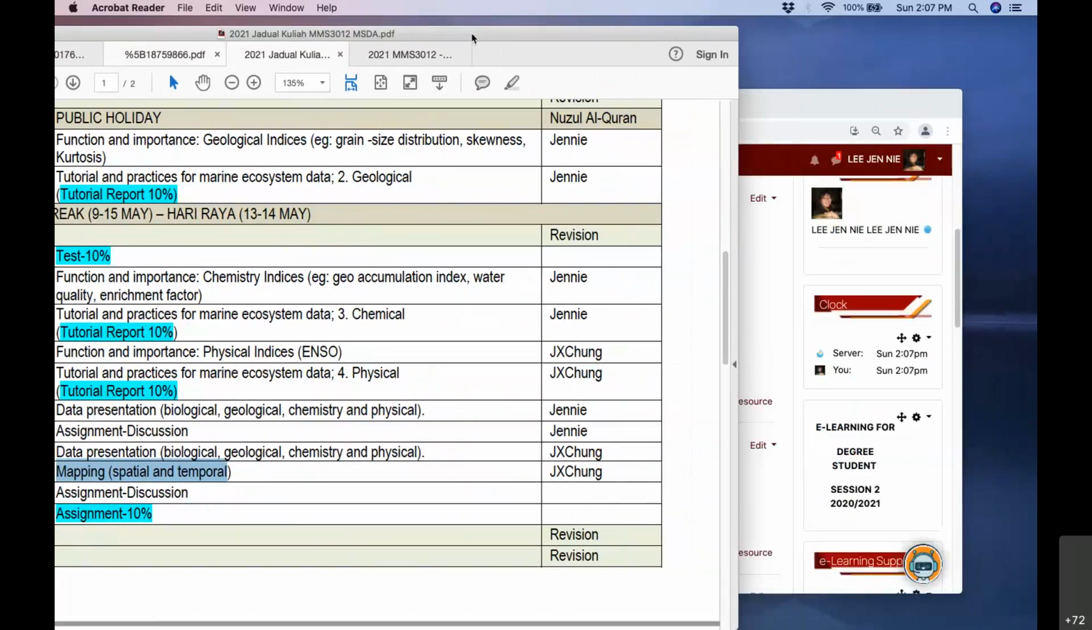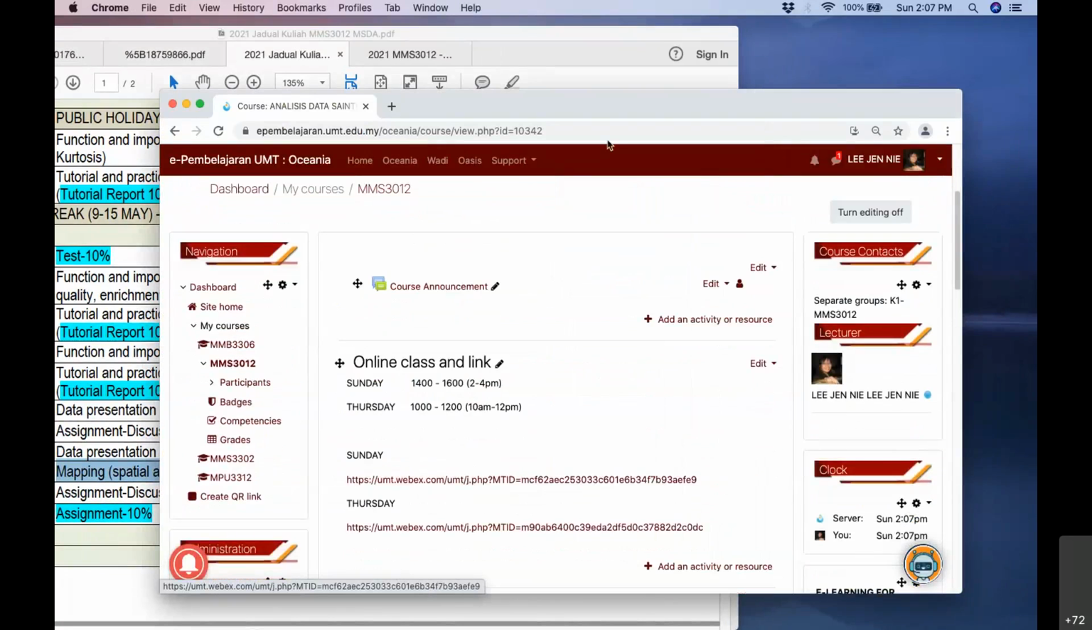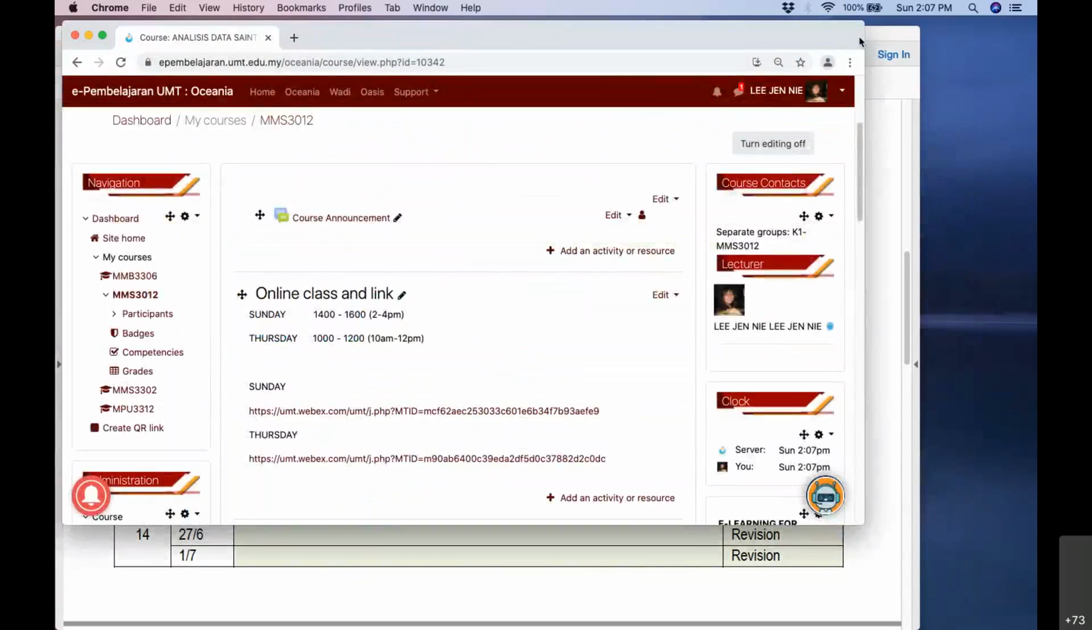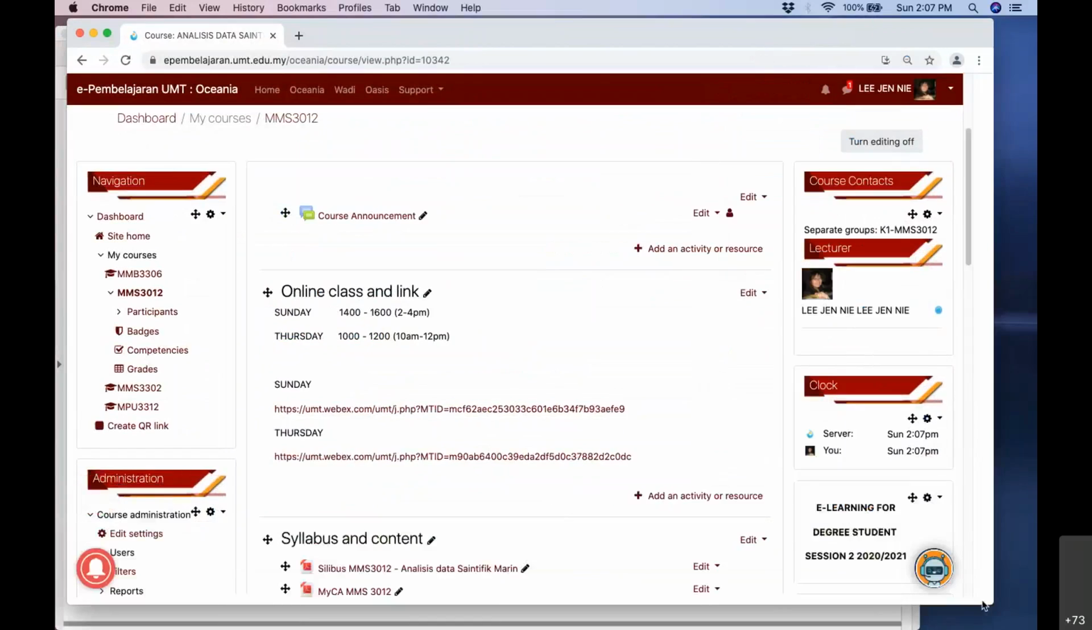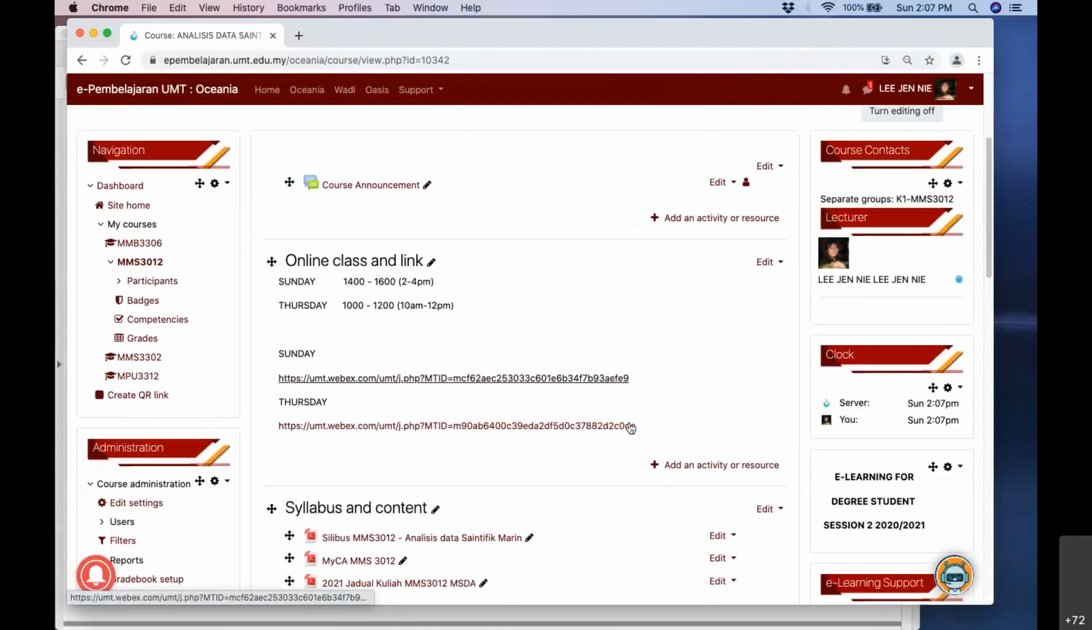Okay. If you go to eLearn, can you see my eLearn? I think you can see my eLearn. So in eLearn, we have online links for Sunday and Thursday. Sunday is class, and then Thursday is more for discussion. But since there are public holidays and different times, everyone agreed that Thursday would just be in the morning, 10 to 12.